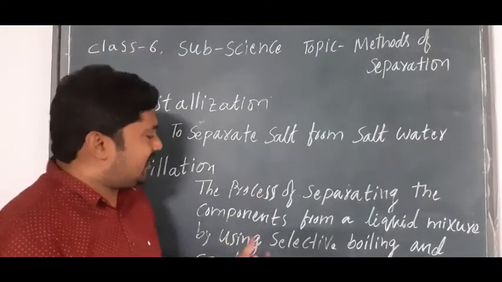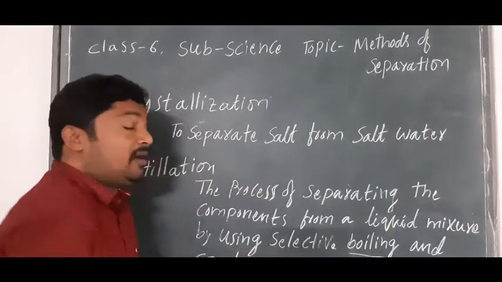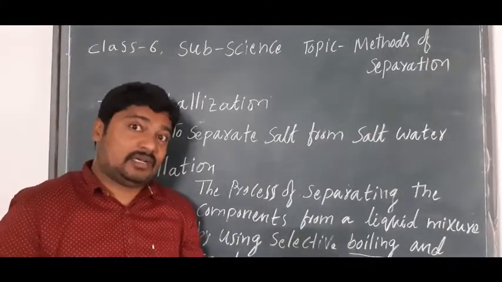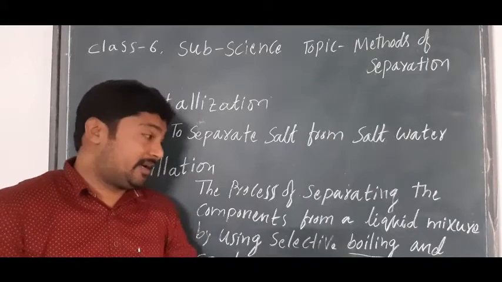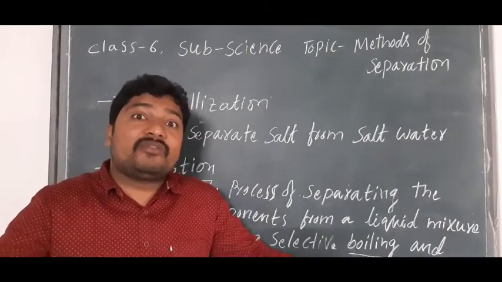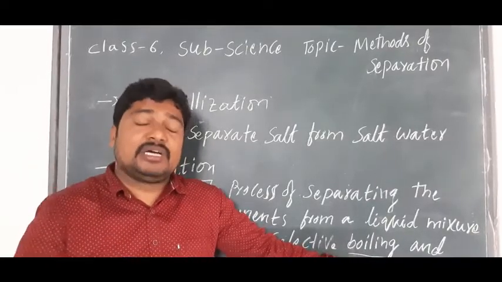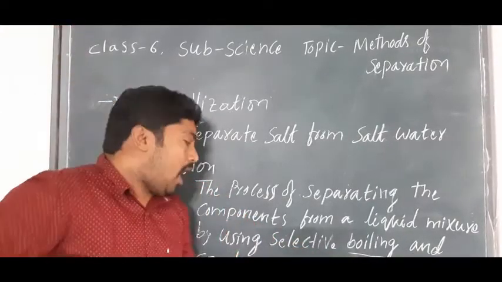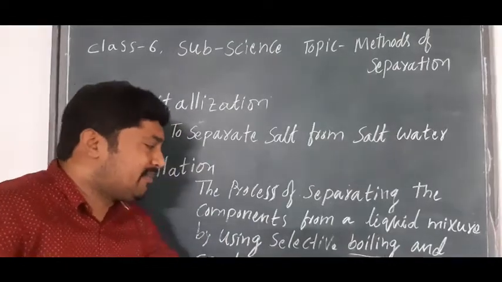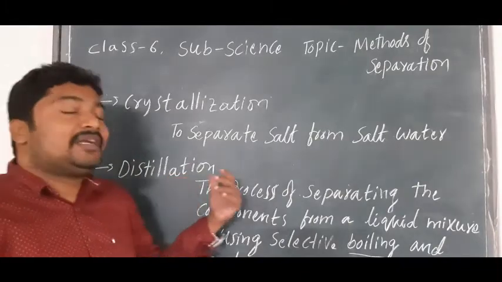See children, here there is selective boiling and condensation. When we discussed boiling and condensation, these two are very important. Boiling here is natural, provided by the sun evaporating. When the water is heated by the sun's rays, it evaporates and goes up. After that, the gas changes into liquid, and that is nothing but condensation. Am I clear? So this is applicable for distillation.